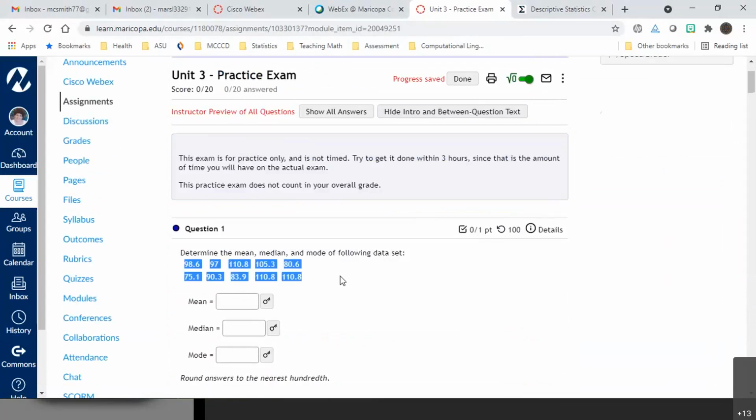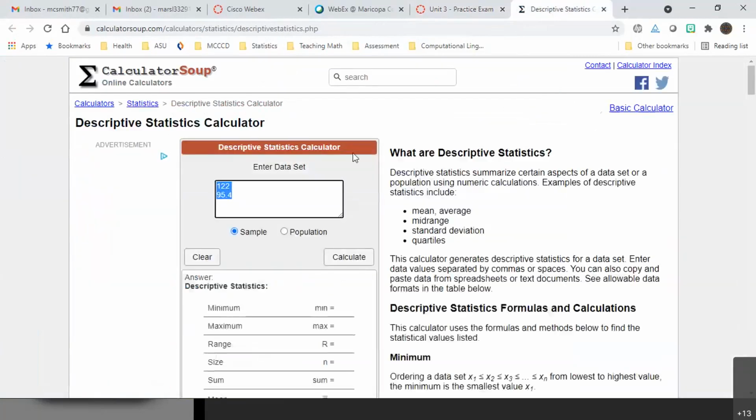Select them, highlight them, and then I can do a Control C to copy them, Control C on a Windows computer, right? And then if I want to go to my descriptive statistics calculator, I should be able to do a Control V and paste them, all right? Now, I might have to put them all on a separate line, like this, but at least I didn't have to type all the data in, okay? So you can see that's an easy way to do it.